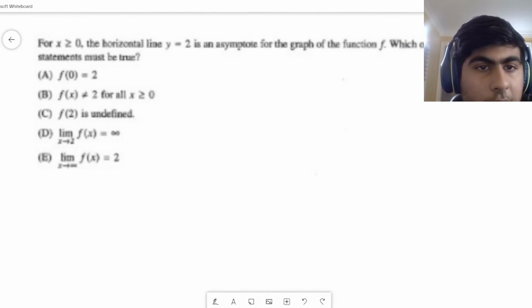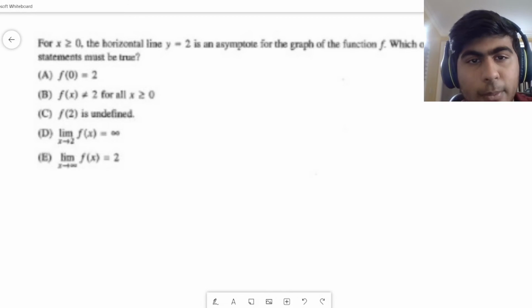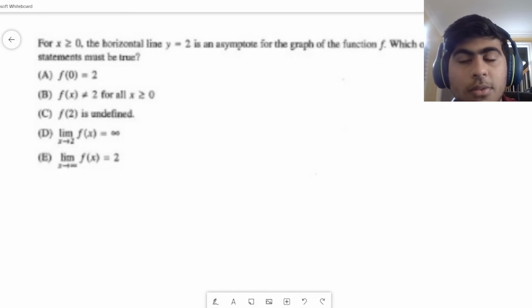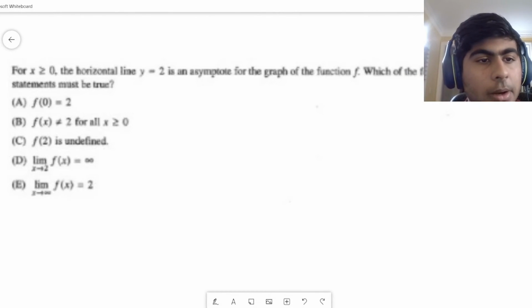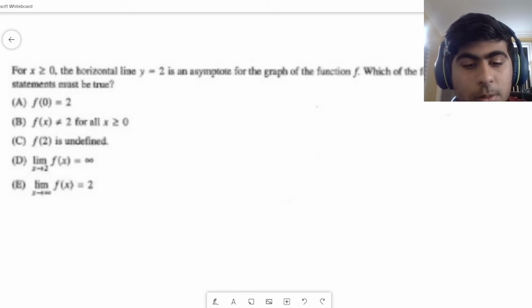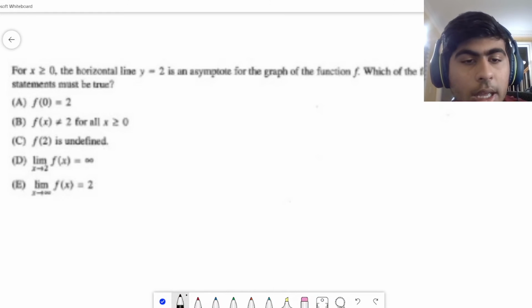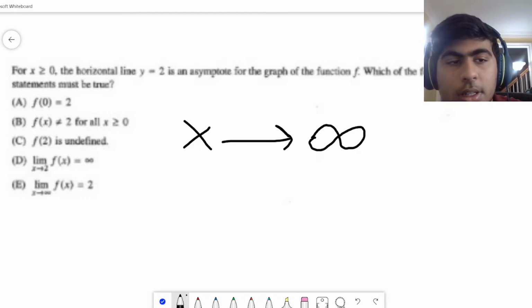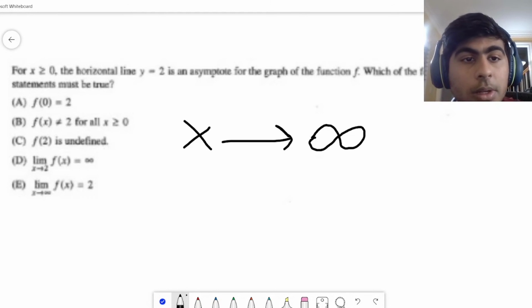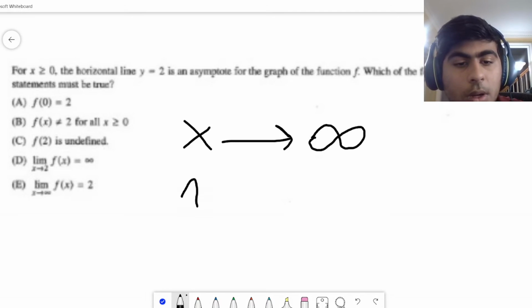For x greater than or equal to 0, the horizontal line y equals 2 is an asymptote for the function f. Which of the following statements must be true? Okay, so all they really give us in information is that y equals 2 is an asymptote for all positive values of x. And so let's think about what an asymptote really means. An asymptote means that as x approaches infinity, positive infinity in this case, so they're telling us greater than or equal to 0, then as x approaches infinity, y approaches 2.